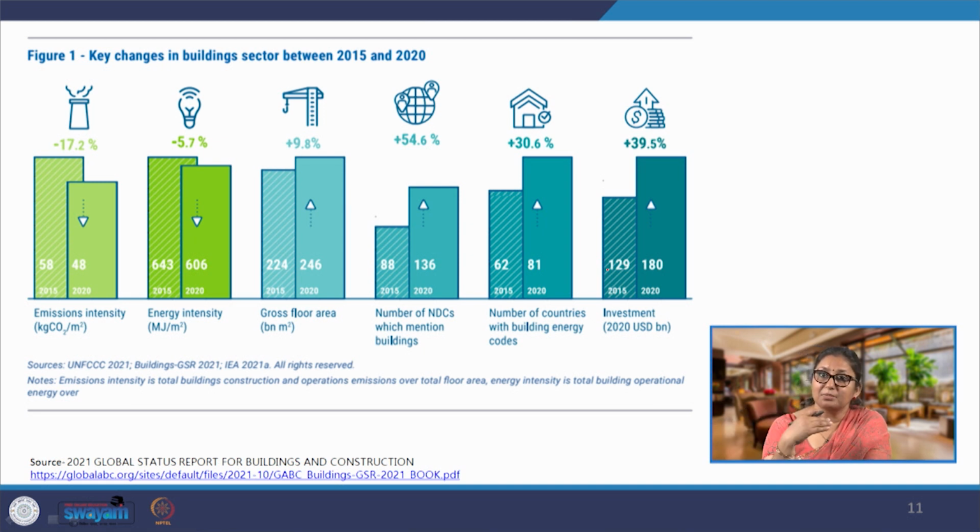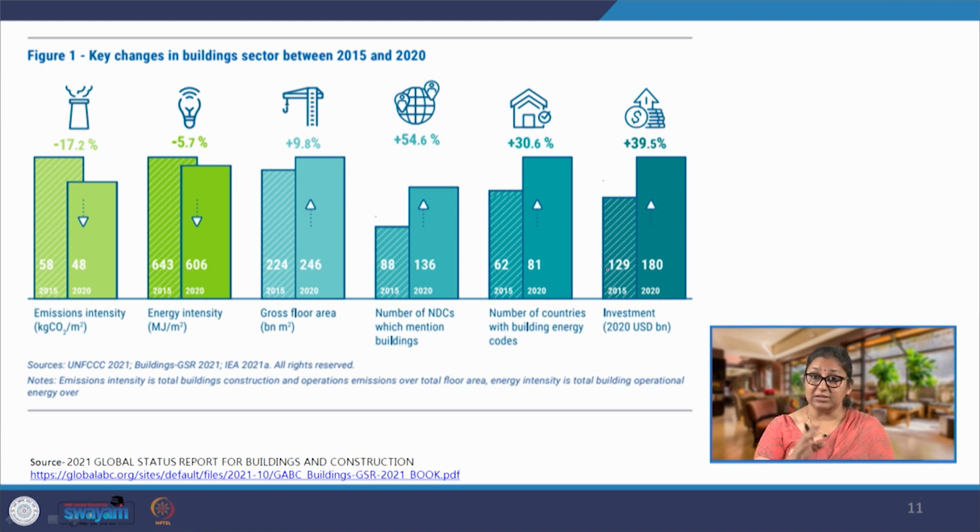So, while the building area is increasing, we are seeing a reduction in per square meter carbon dioxide emissions, or GHG emissions. Simultaneously, which is obvious, the energy intensity must also be coming down, because a lot of the emissions that are happening in the building are due to consumption of energy. So, energy intensity per square meter is also coming down.